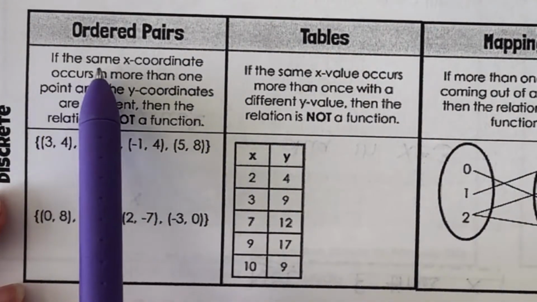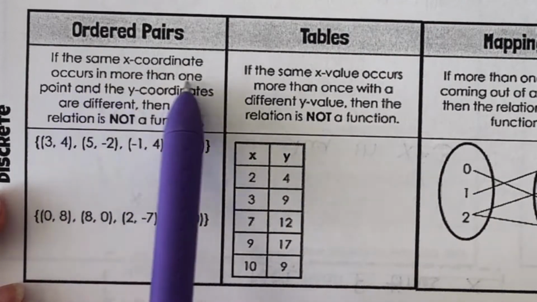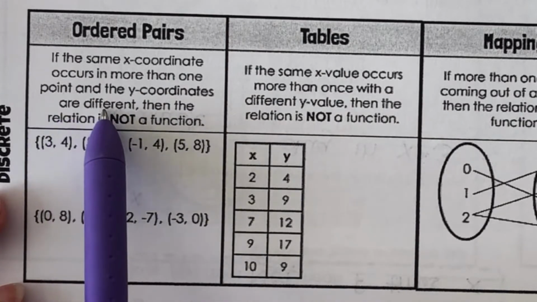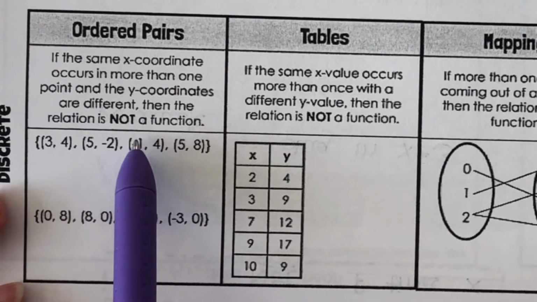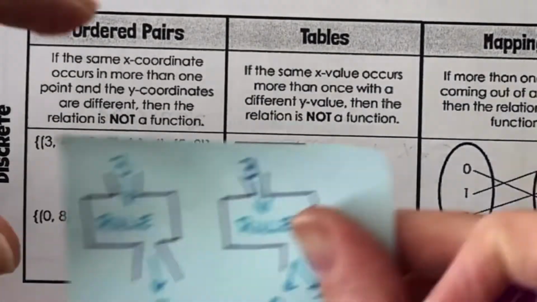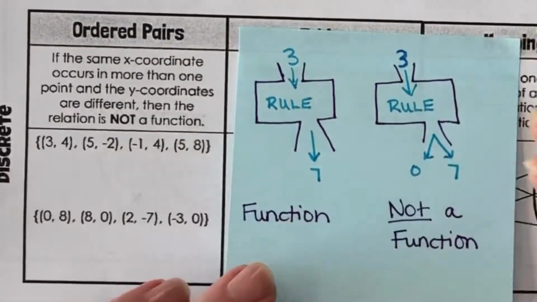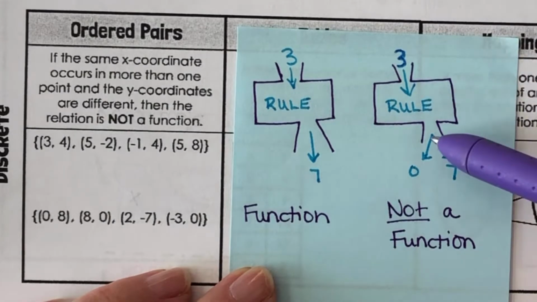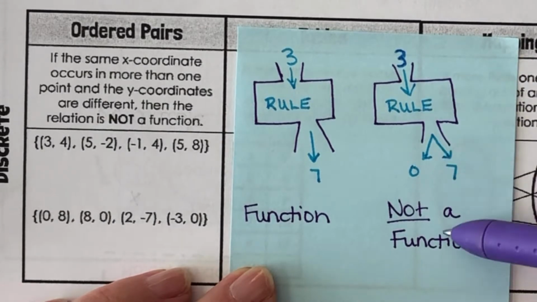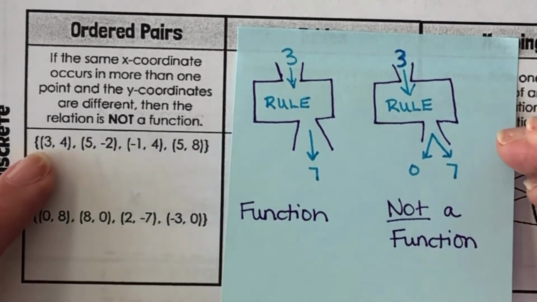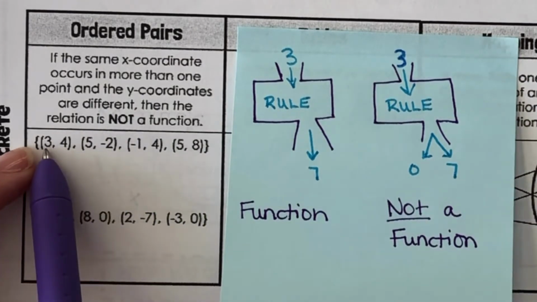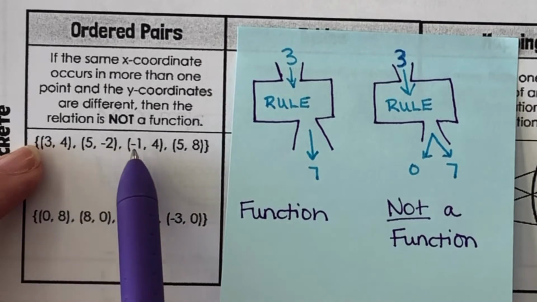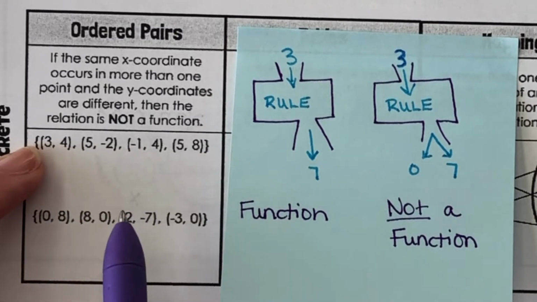Well, if the same x-coordinate occurs in more than one point and the y-coordinates are different, then it's not a function. Okay, so that means, going back to our rule, if I have one x value and I plop it in and I get more than one y value, it's not a function. So let's take a look at this. 3, I plop in a 3 and I get out a 4. Do I see any other 3s? No. Okay, so that one's fine.